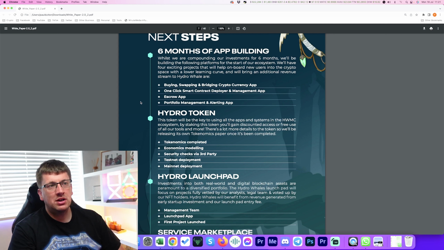And also a portfolio management and alerting app, again to support community members in knowing what's going on with their portfolio and being alerted when prices dip between levels. We've all used free ones like CoinMarketCap and tried to set up alerts, and they don't always tell you when you need to know things. So I'm quite excited about that.